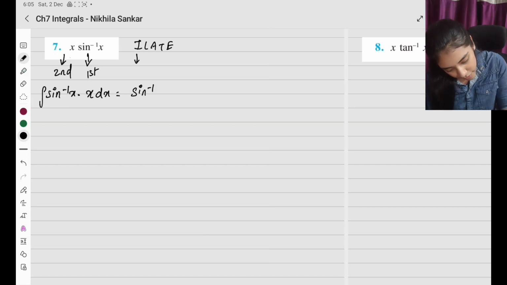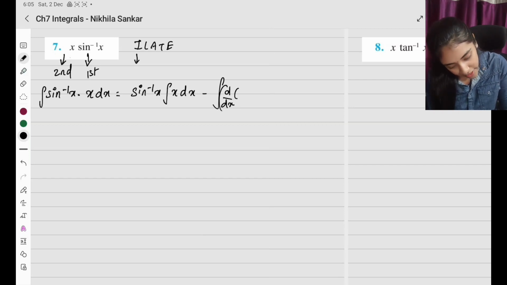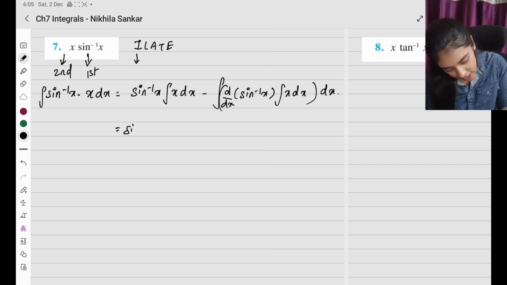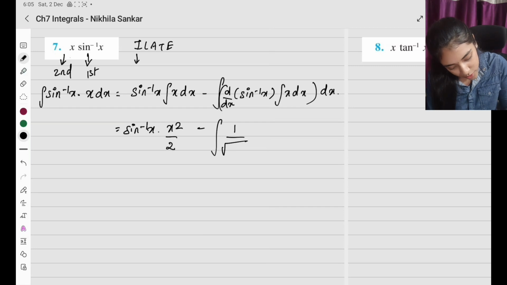So I have first function, integration of second function, minus the bigger integral of d by dx of the first function, sine inverse of x, times the integral of the second function, dx. Okay, so this is sine inverse of x times x square by 2 minus integration of d by dx of sine inverse of x, which is going to be 1 divided by square root of 1 minus x square, times the integral of x dx, which is going to be x square by 2, dx.